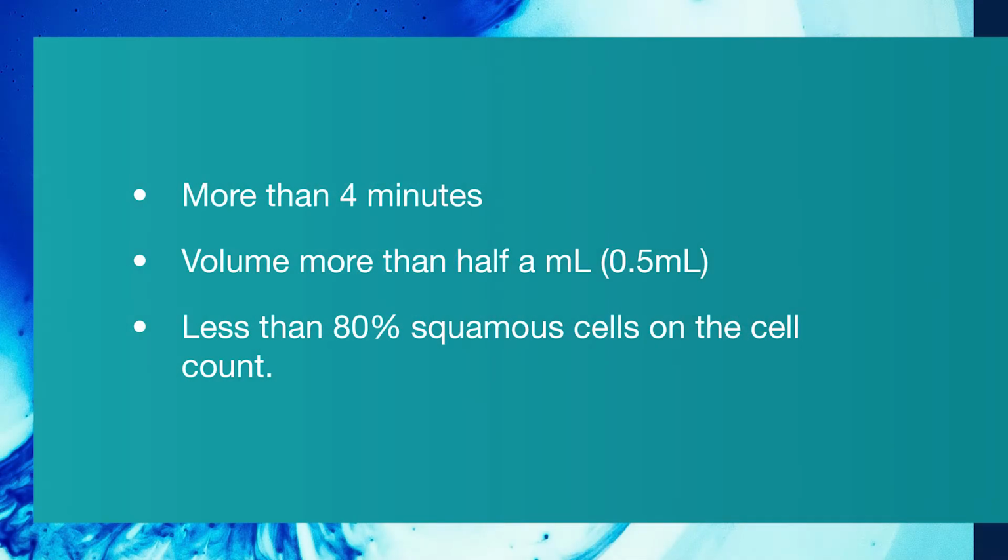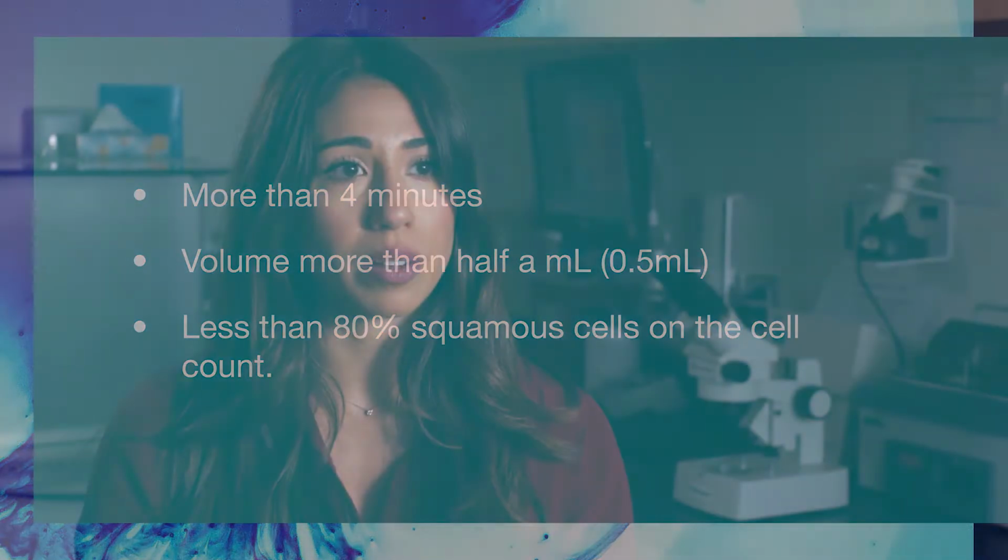To collect an adequate sample, the induction should be more than 4 minutes. The sample volume should ideally be more than half a milliliter, and it should have less than 80% squamous cells on the cell count. This can be achieved by ensuring that there is as little saliva and nasal contamination as possible, and that the sample consists of secretions coughed up from deep down in the lungs.